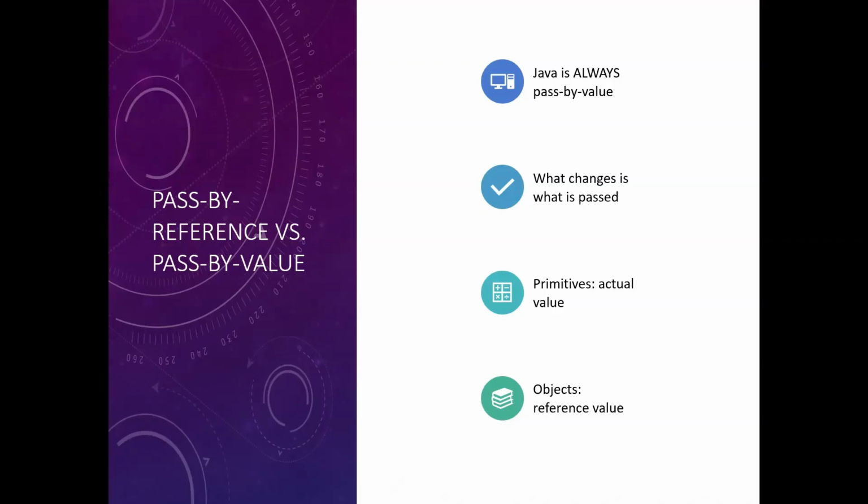Java is always pass by value. As a matter of fact, most programming languages are pass by value. Okay. What changes is what is passed. Like I said, for a primitive, the copy of a value is passed. For an object, the object reference is passed.